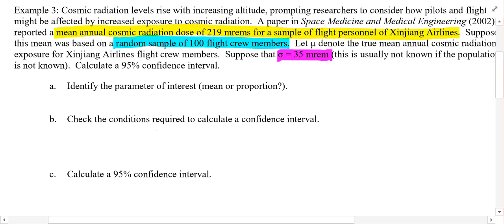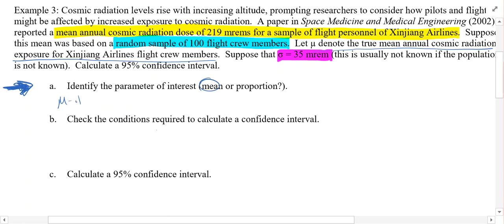They also tell us what mu is, the true mean annual cosmic radiation exposure for this airline's flight crew members. They're going to calculate a 95% confidence interval. So first off, this is what you are going to have to be able to do: identify the parameter of interest. Are we talking about a mean or a proportion problem? Definitely a mean. We have mean and standard deviation. So we're going to define what mu is.